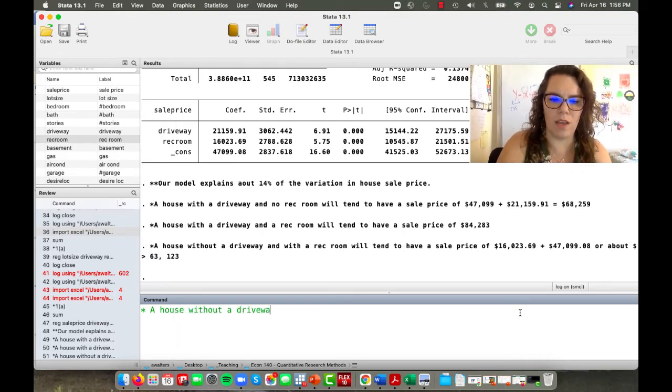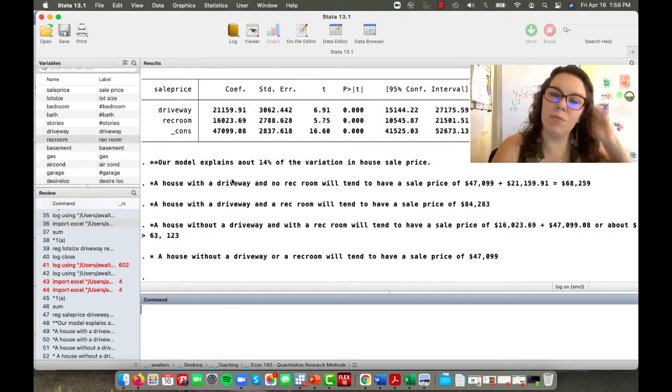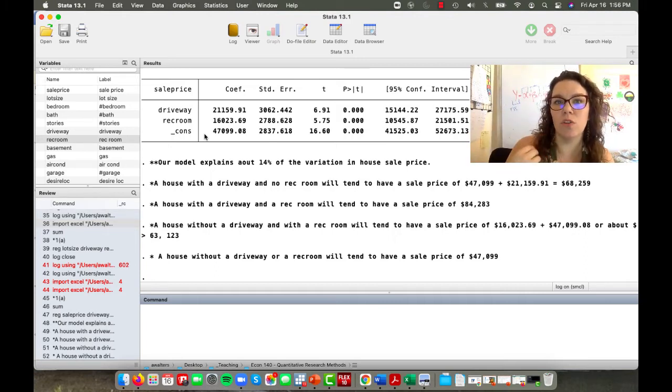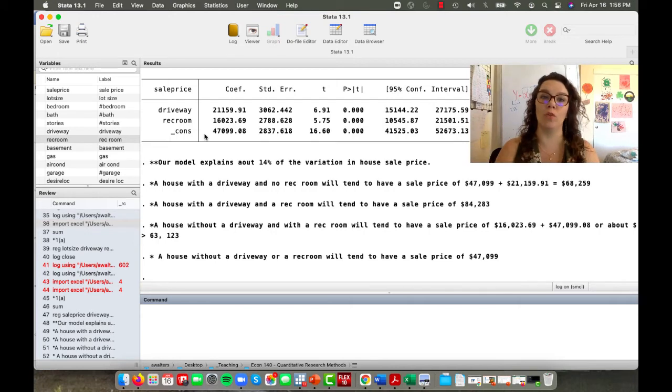And then a house without a driveway or a rec room will tend to have a sale price of $47,099. And with that last one, it's because if there's no driveway and there's no rec room, there's no coefficient included, right? Those dummy variables are 0. 21,000 times 0 is 0, and 16,000 times 0 is 0, so we're left with only the constant. So that's how we can interpret those coefficients, right? Does that make sense?